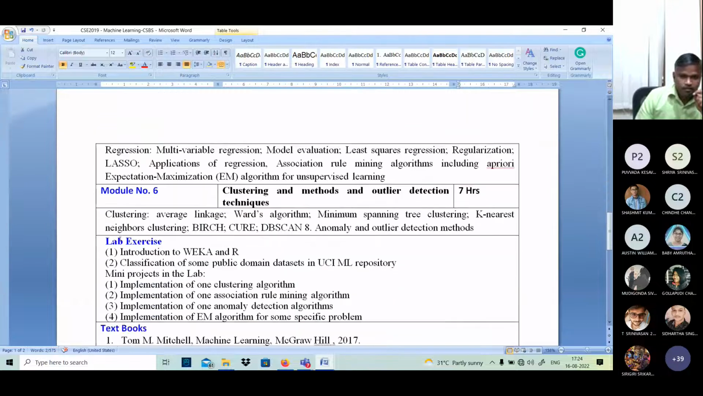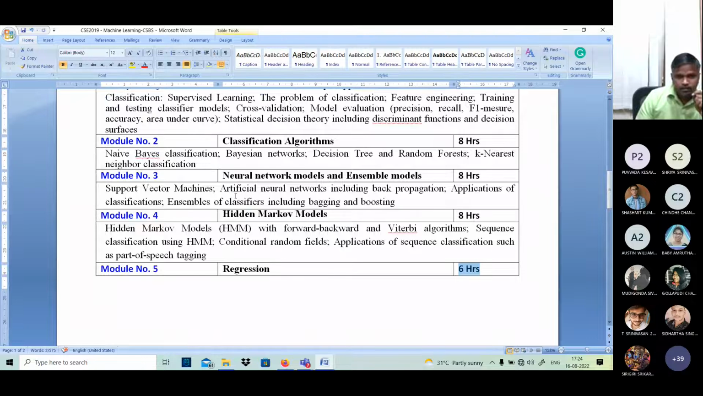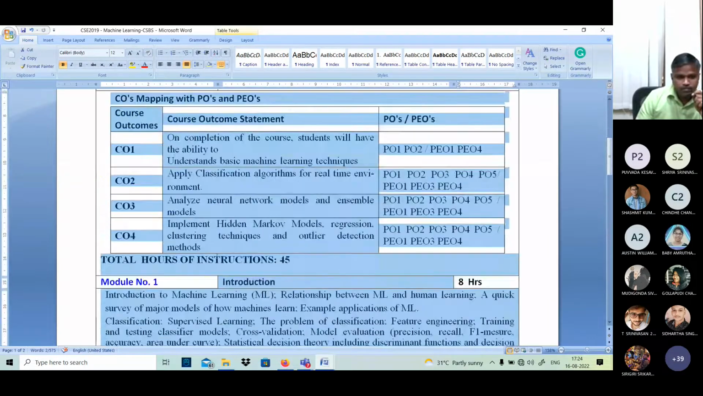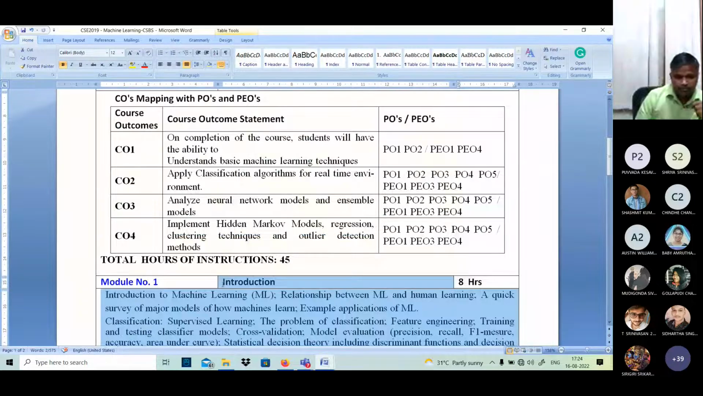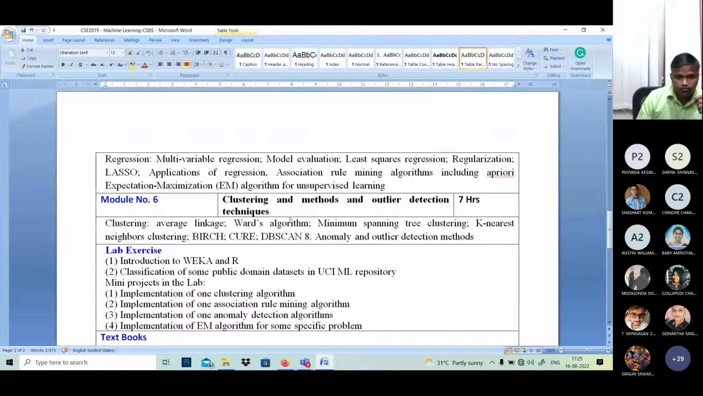Then the last module, the sixth one, is useful to learn about clustering concepts. This is unsupervised learning. Until here we were learning about supervised learning algorithms. Then the last module is useful to learn about unsupervised learning. Any doubts?